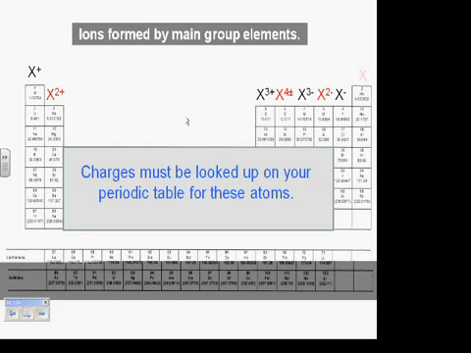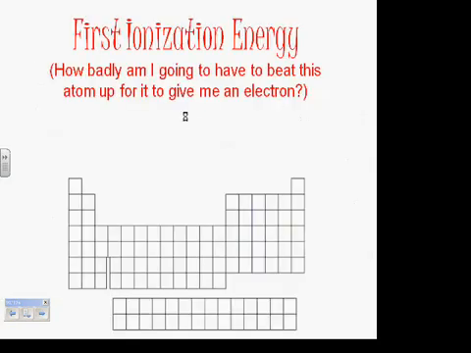And the noble gases, this shouldn't surprise you, don't form ions at all. Why would a noble gas want to lose or gain electrons? They've already got 8 valence electrons. That's a very stable situation. They hold on to those electrons very tightly.